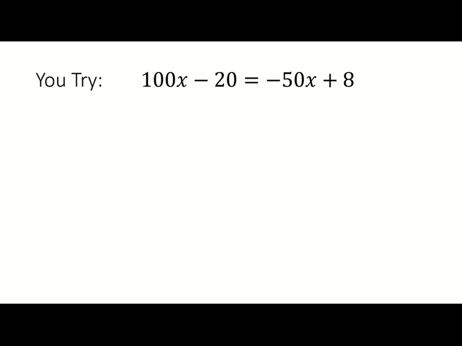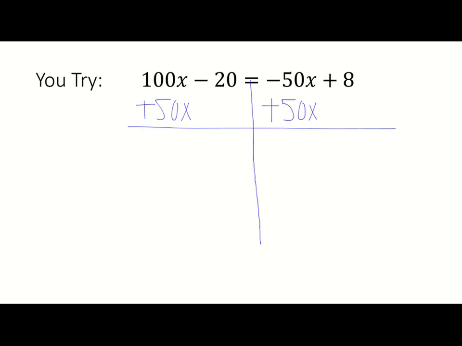To solve this equation, the first thing that we want to do is get the variables on one side. So since I have a negative 50x, I'm going to add 50x to both sides of my equation. When I add 50x, on the left, 100 plus 50 is going to make me have 150x. I still have the minus 20. And that's going to equal, since the 50s will cancel out, I just now have 8 on the right.